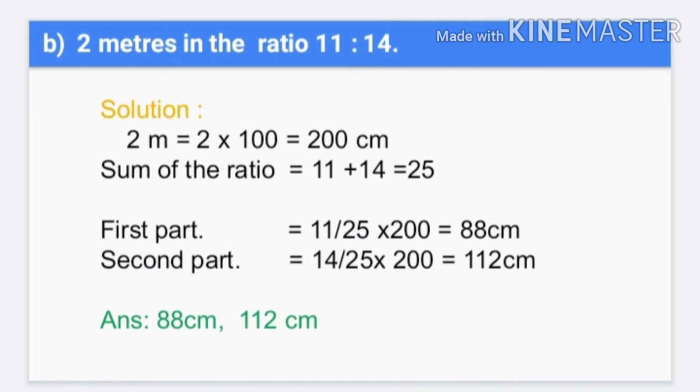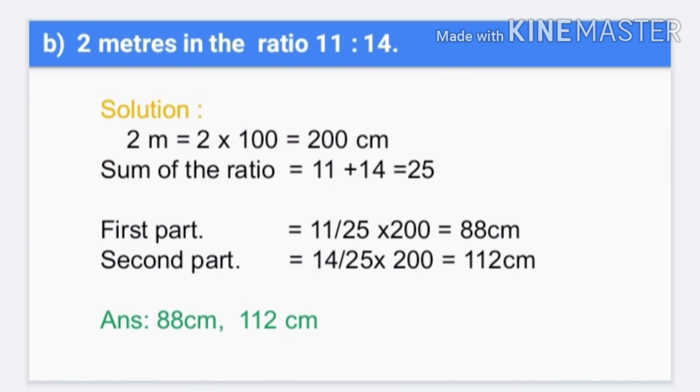Divide 2 meter in the ratio 11 is to 14. Solution. 2 meter equal to 2 into 100 centimeter equal to 200 centimeter. First find sum of the ratio. Sum of the ratio equal to 11 plus 14 equal to 25. 11 is antecedent, 14 is consequent.